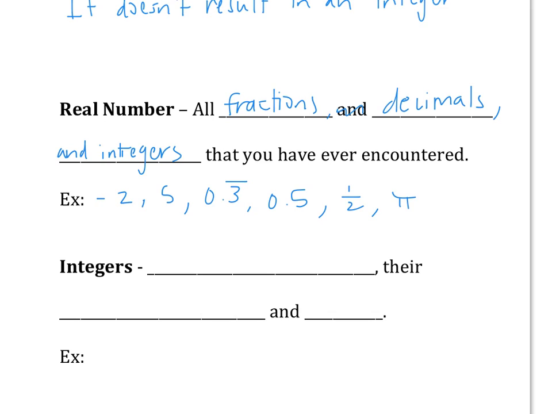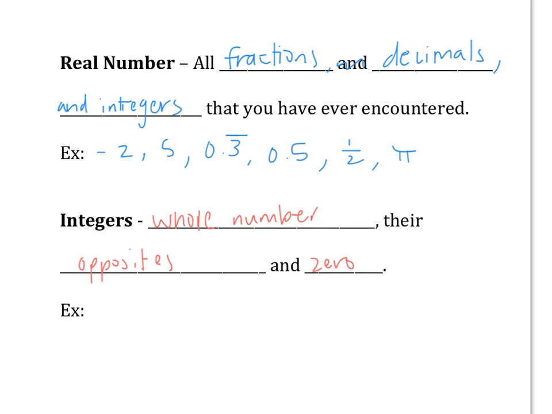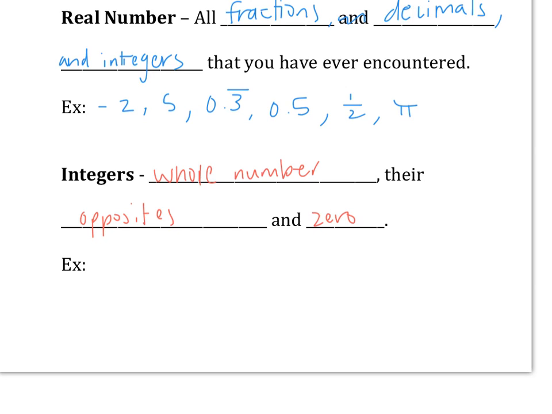An integer is a whole number and their opposites, so negatives, and 0. So that's what an integer is, and we've talked about integers before, but just a concrete definition. So some examples include -10, -5, 0, 3, 8, 18, 218. All of those would be integers.